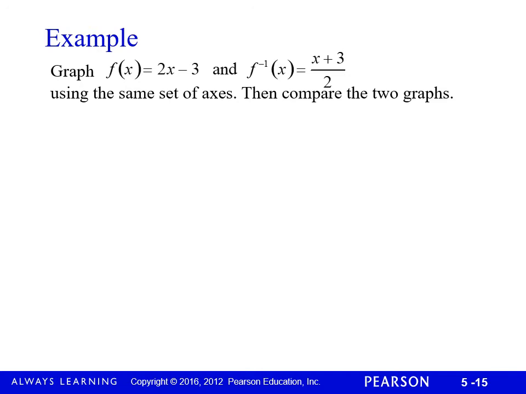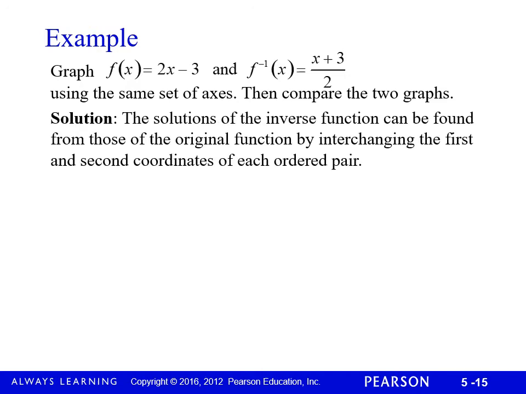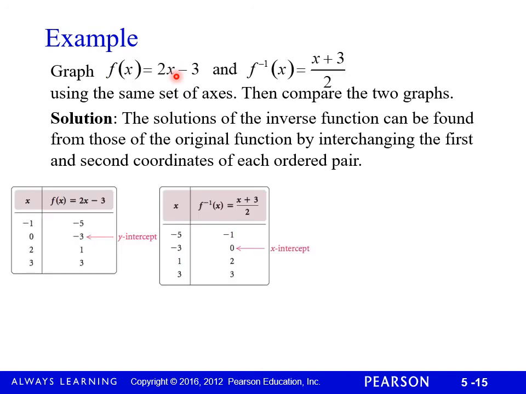Graph f of x equals 2x minus 3 and f inverse of x equals x plus 3 over 2 using the same set of axes, then compare the two graphs. This is just saying graph them both and put them on the same graph sheet, if you will. The solutions of the inverse can be found from those of the original function by interchanging the first and second coordinates of each ordered pair. This is how we started with the inverse. So let's find some ordered pairs for f of x, and then just switch the x and y values. And that's what we've done here.